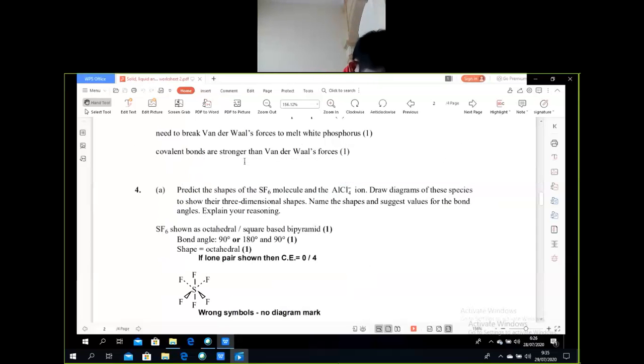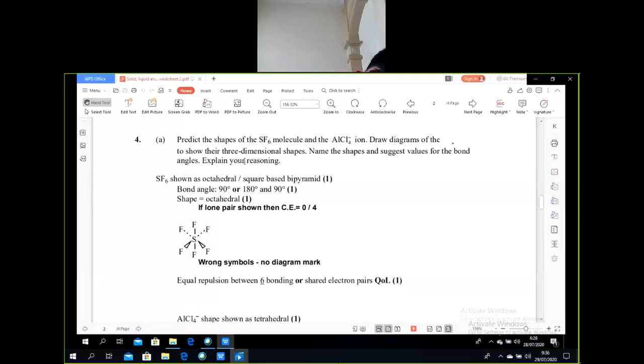Okay, number 4. Predict the shape of the sulfur hexafluoride molecule and the AlCl4 negative ion. We have to draw the diagram of each species in their three-dimensional shapes. Name the shape and suggest the value for the bond angles.